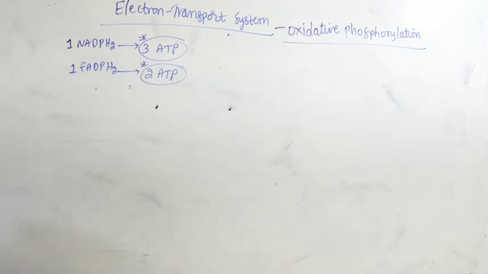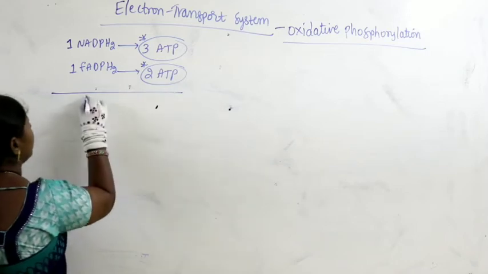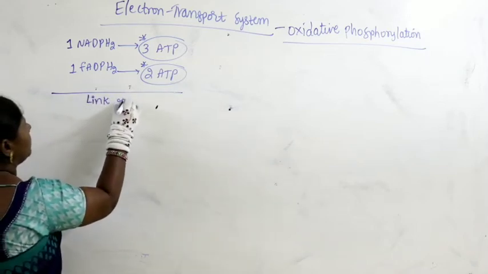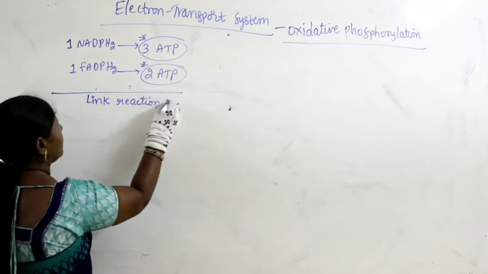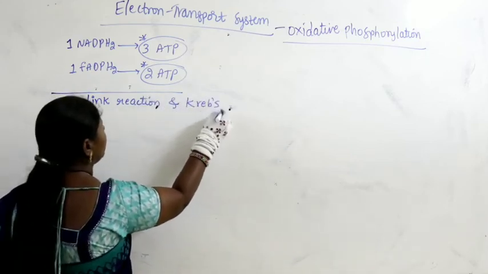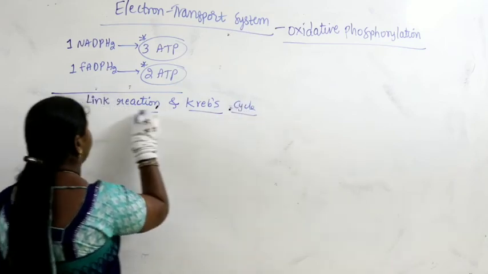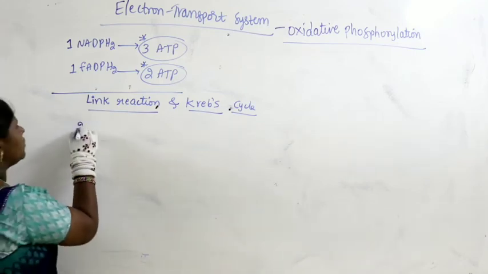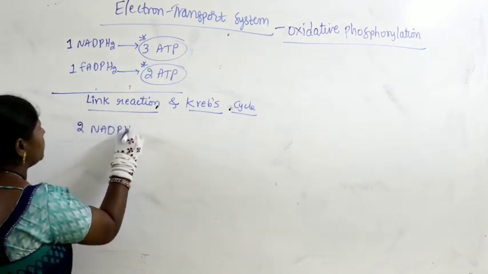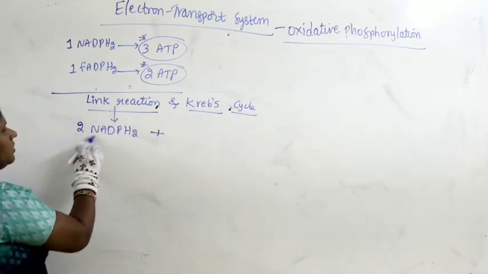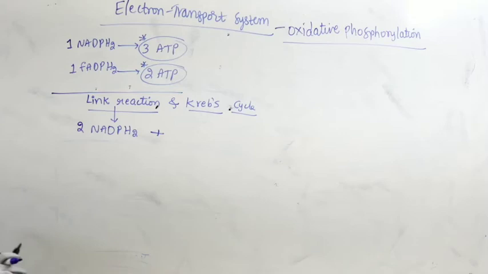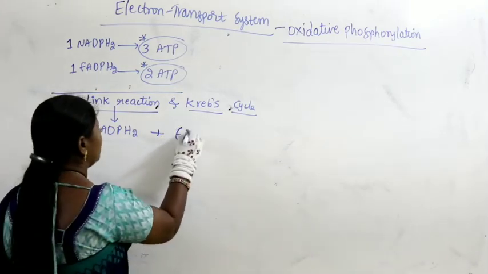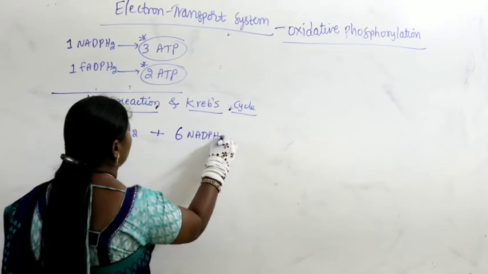Okay. So now, for the link reaction and Krebs cycle, we are taking the count for the link reaction and Krebs cycle. We are mainly discussing the energetics, the calculation part. In the link reaction, how many NADPH2 are produced? 2 NADPH2 are produced in the link reaction. In the Krebs cycle, there is a production of 6 NADPH2.